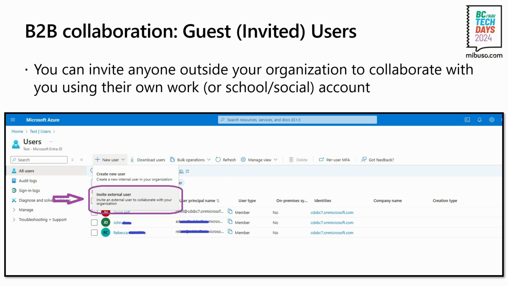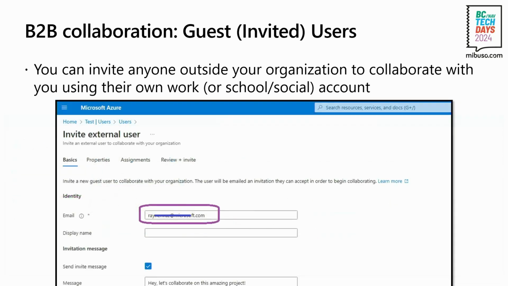Inside the customer's Entra, you can see all the users that the customer has. You can also invite external users. So if I click this invite external user, I will get a page like this where I can put in the email address of my accountant user, let's say. I can also ask Entra to send the invite for me by putting the checkbox there and have a little greeting.